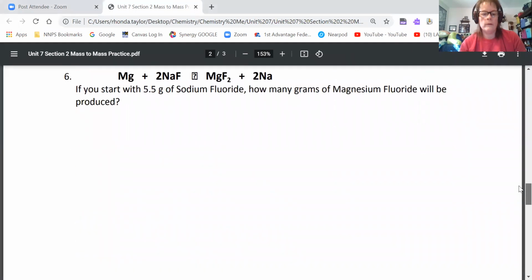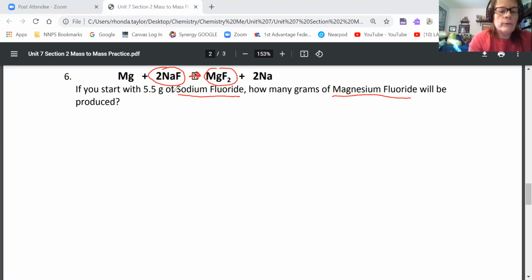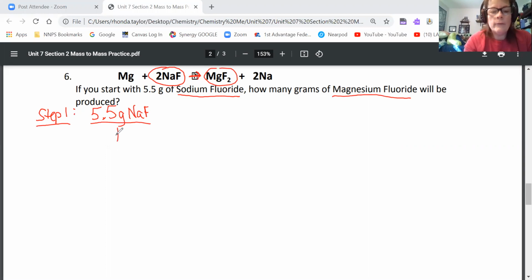Number 6. All right, again, always start off. I know some of y'all are not doing this, and it does help if you do it, so keep yourself straight. Sodium fluoride, and magnesium fluoride. And again, that's supposed to be an arrow. And so we're starting with sodium fluoride. So step 1, if you start with 5.5 grams of sodium fluoride, how many grams of magnesium fluoride will be produced?